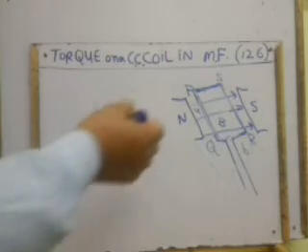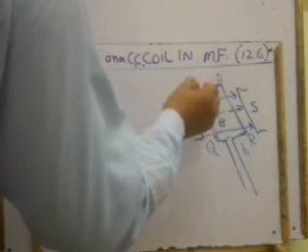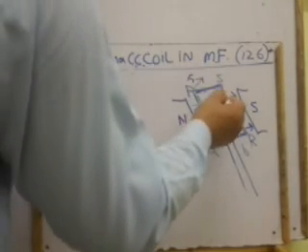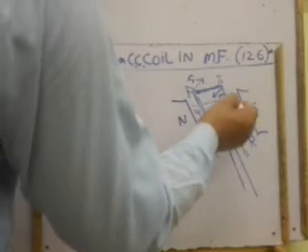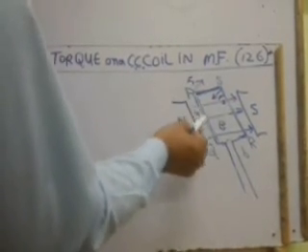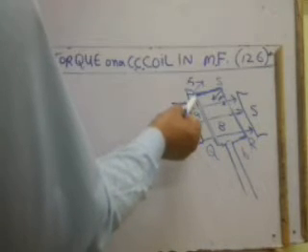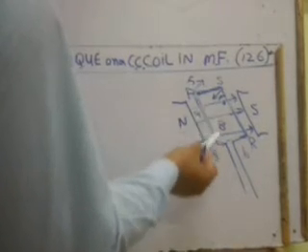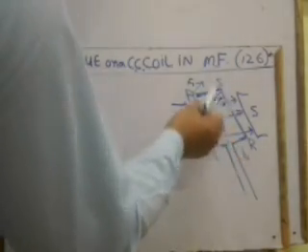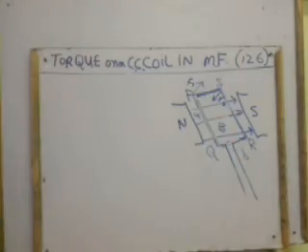So this force F1 and this force F2, two forces. The force acting on the PQ side is, for example, into the board, and the force acting on this SR side is out of the board. So they are acting in opposite directions on the coil.